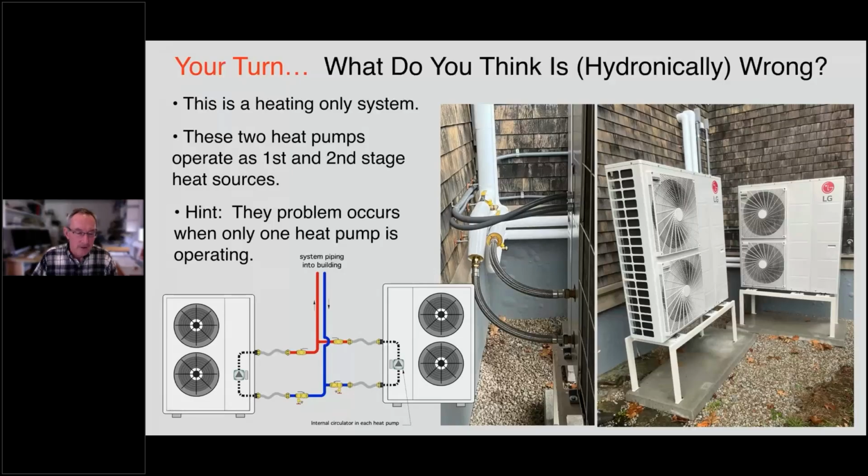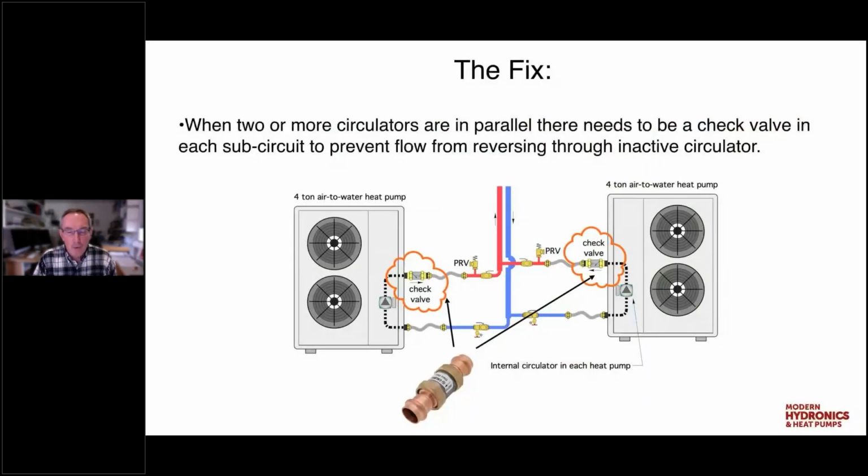Again, it's like mirror images. We have a pipe here, we have a circulator, come back, and same thing over on this side. Okay, so I'm going to share the answer with you now. The problem when only one of these heat pumps and its associated circulator is operating is that some of the flow is simply going to short circuit through the other heat pump. The solution is to put a check valve in.